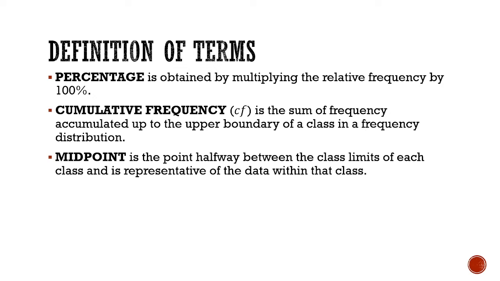It is the point halfway between the class limits of each class and is representative of the data within the class. So for example, if we have 5 to 10 as our interval for our class, we just need to get the sum of it, 5 plus 10 divided by 2, that would be 7.5. So our midpoint of 5 and 10 will be 7.5. Okay?